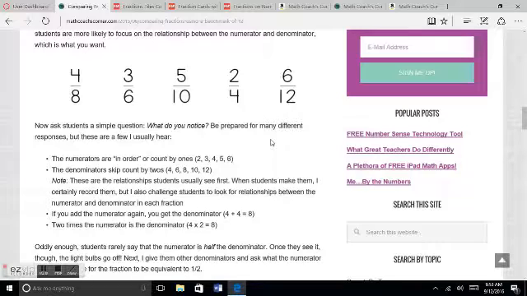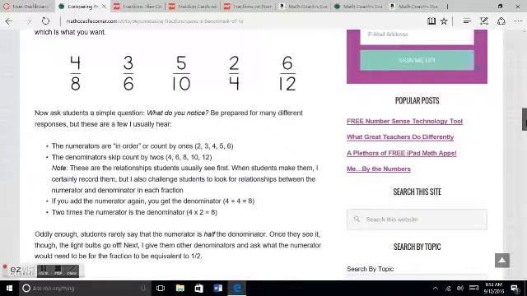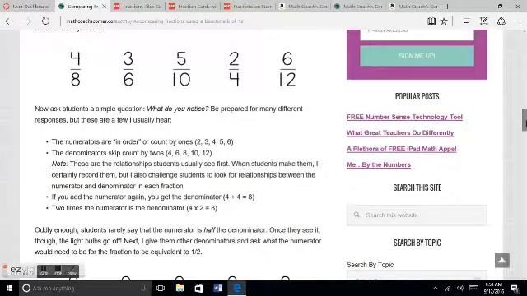Once they get to that point, they might say, if you add the numerator again, you get the denominator, or they might also say 2 times the numerator is the denominator. Both of these will lead to them realizing that the numerator is actually 1/2 of the denominator. That's the point that you want them to ultimately get at, that the numerator is half of the denominator, and that's what makes it equivalent to 1/2. So, that's the ultimate point of that number sense activity.